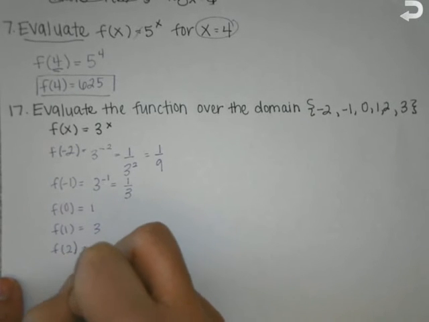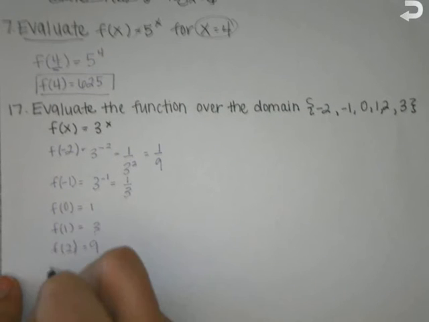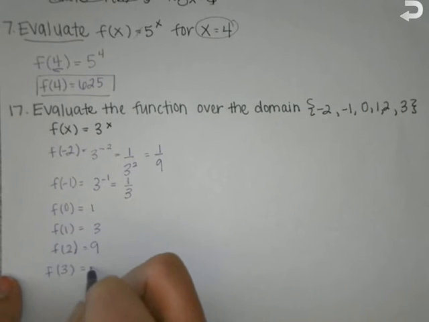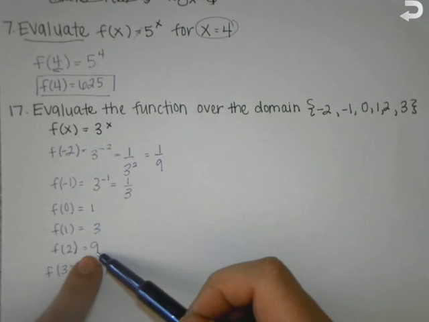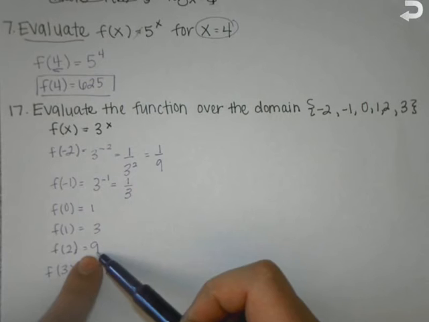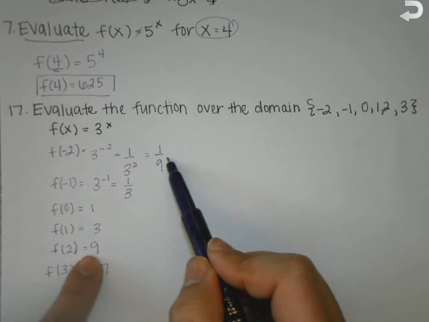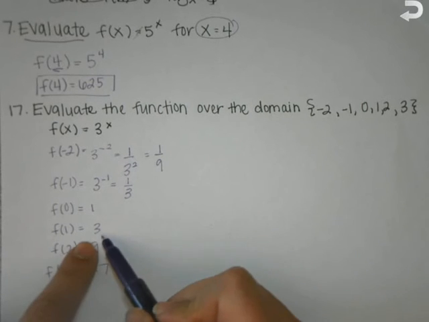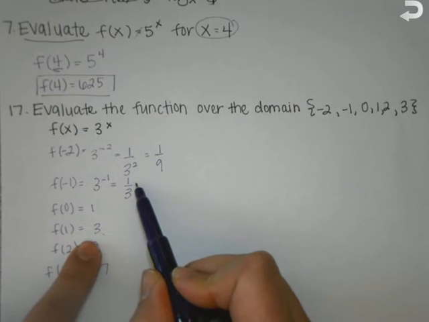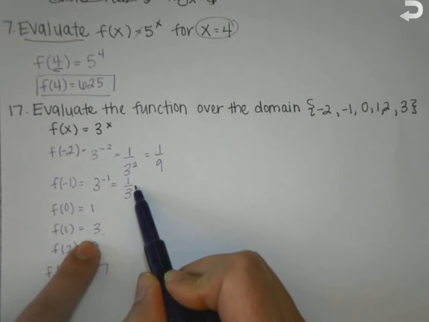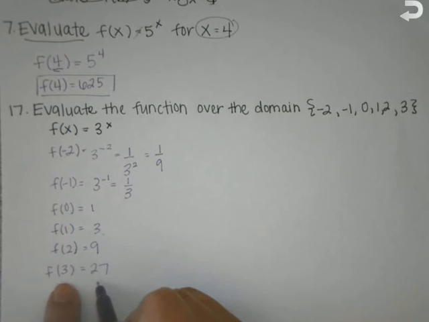What do you guys notice? Oh, wait, and we need f of 3. F of 3 is what? 27. What do you guys notice? It's times 3 every time because it's exponential. Okay, what did I get for f of 2? What did I get for f of -2? 1 over 9. What did I get for f of 1? What did I get for f of -1? Okay, so what did we get for f of 3? 27. What do you think we would get for f of -3? 1 over 27.